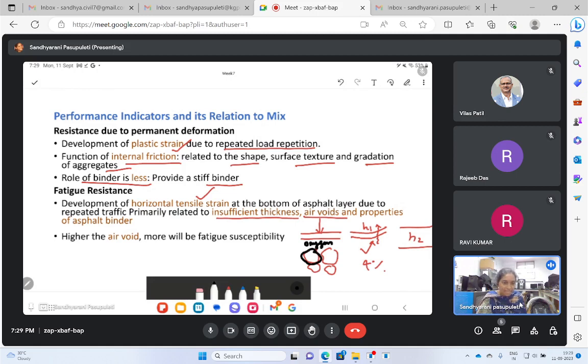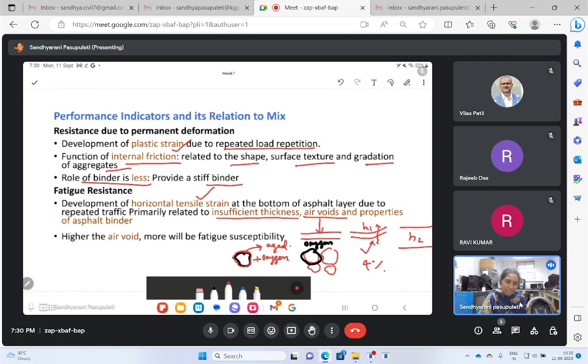When I say aggregates in the mixture, that means aggregates that are coated with the bitumen. So when this is exposed to the oxygen, due to the higher air voids, the air can circulate and it will be exposed to the oxygen. Then this bitumen will be aged more. If the bitumen is getting aged more, then the bitumen will become very stiff.